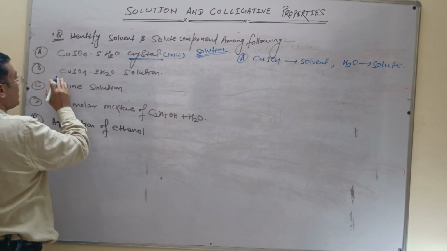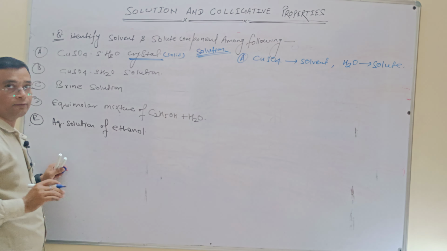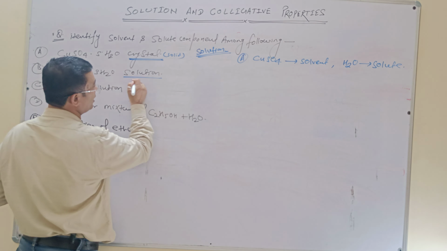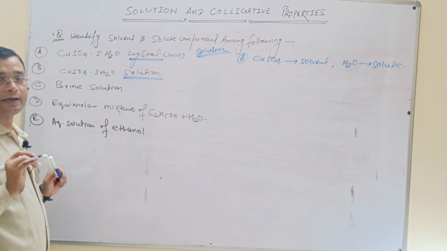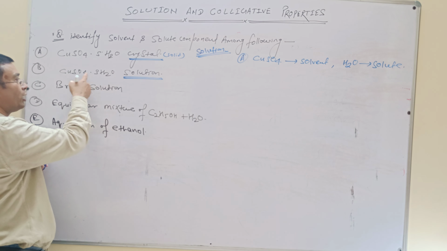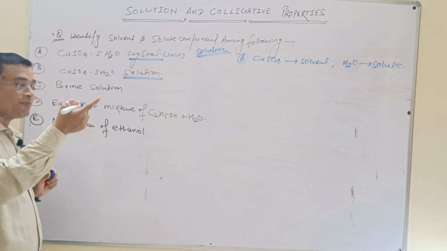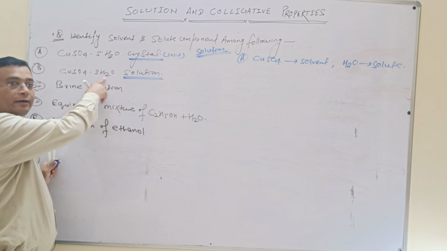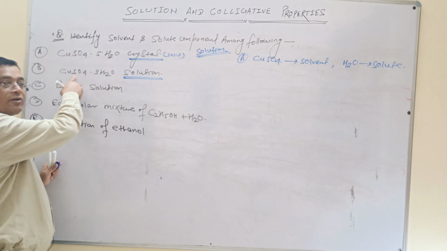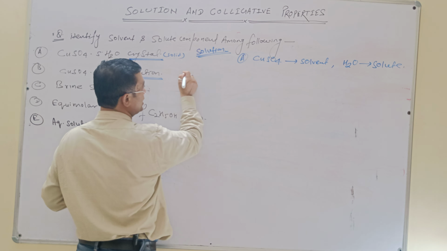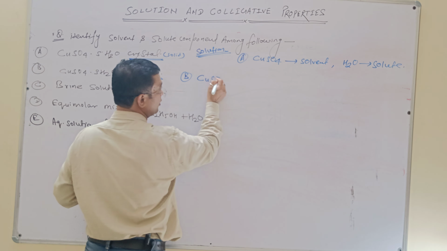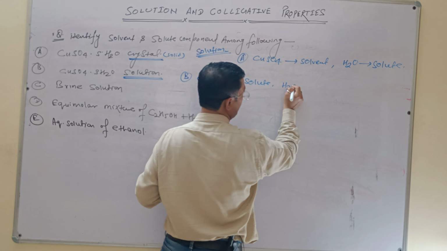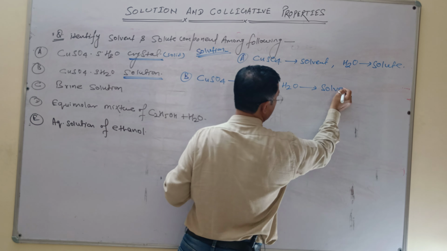Now dear, if I say copper sulfate solution, that is the hydrated copper sulfate, then what happens here? Because I have written copper sulfate solution, it means water is the solvent and copper sulfate is the solute, because this mixture exists in the liquid form. Water has the liquid state, it retains its physical state, and copper sulfate loses it. So in the second answer, copper sulfate becomes the solute and water becomes the solvent.